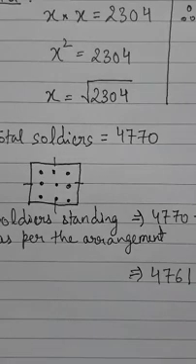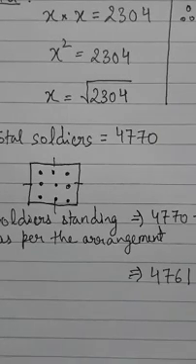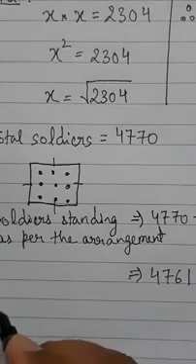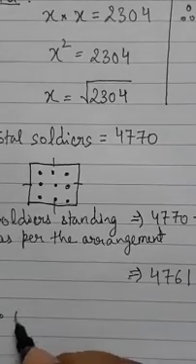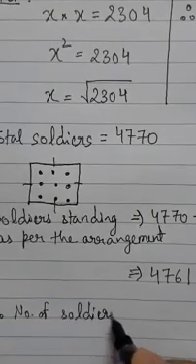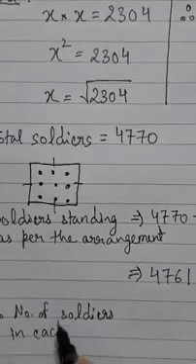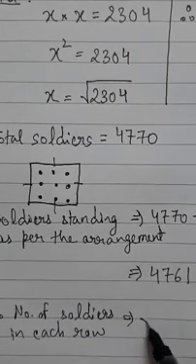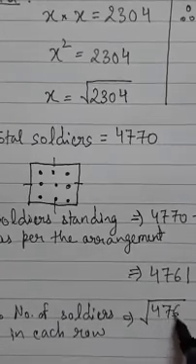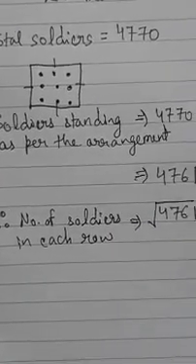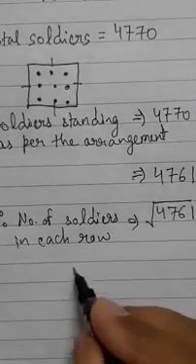Now they are saying find the number of soldiers in each row. Now in each row we are going to understand that it has to be the square term. So we are going to find the square root of it. Therefore, the number of soldiers in each row will be given by, if you relate it to the previous question that I have told you, the square root of 4761. So in this question, again we are going to proceed further to find the square root of 4761. So let us do it.